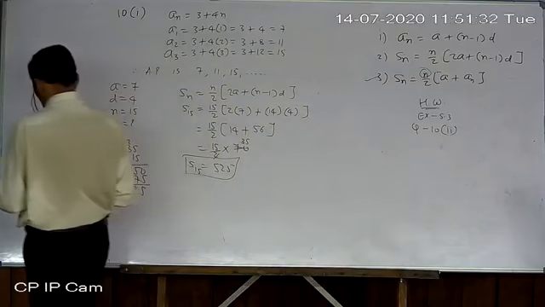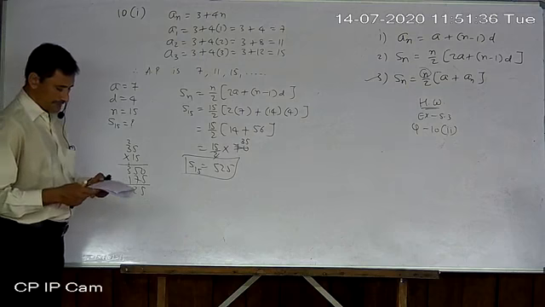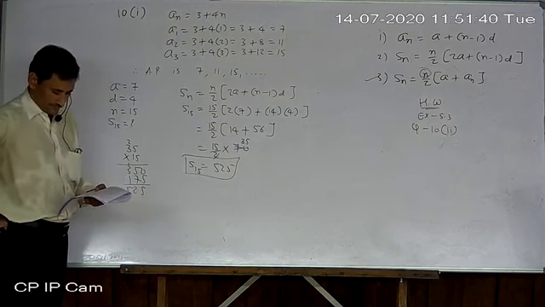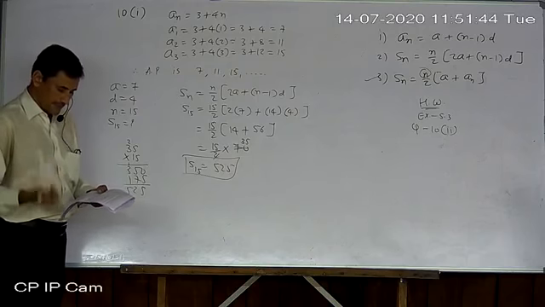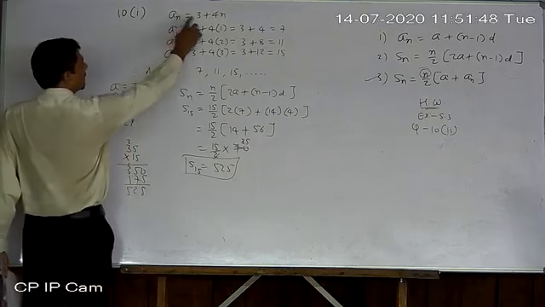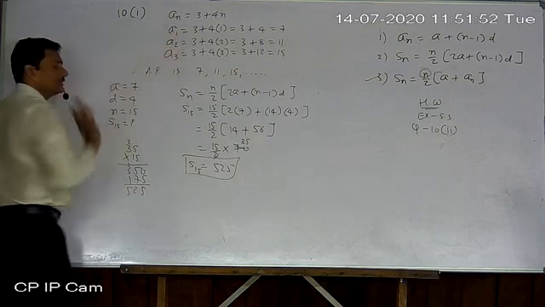If the sum of the first n terms of an AP is 4n minus n square, what is the first term? What is the sum of the first two terms? What is the second term? Now you just understand here, the formula of Sn is given, so we can find a1, a2, a3.